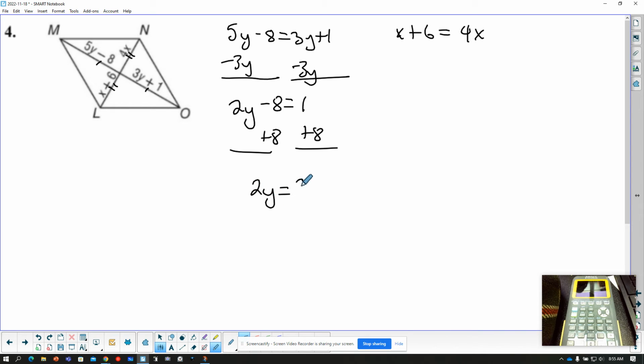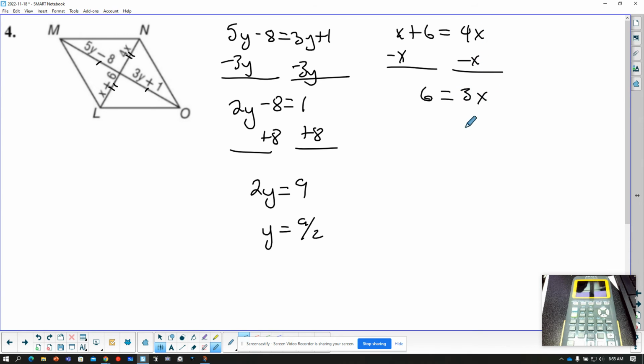2y equals 9. Divide by 2. 9 halves. You can leave it like that if you'd like. 4.5, I believe. 4.5. This one, I would not subtract 4x. I would subtract the x. 6 equals 4x minus x is 3x. Divide by 3.